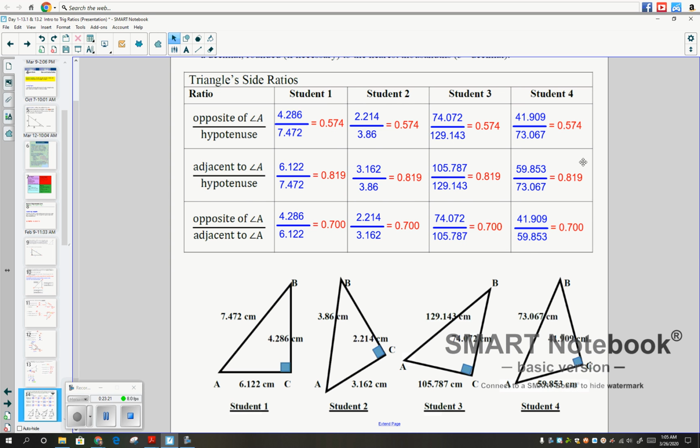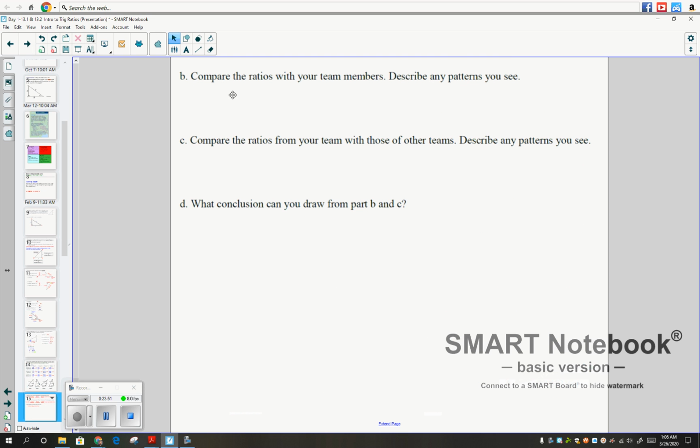Look at each row. The first row, even though there are 4 different triangles with 4 different measures, the ratio always simplified to 0.574. The second row, which is adjacent over hypotenuse for all 4 of these triangles, simplified to 0.819. And the third row, which is the ratio of the opposite side over the adjacent side, always simplified to 0.700. So compare the ratios. If we're filling this out, the ratios of the 3 rows, the opposite over the hypotenuse, adjacent over hypotenuse, and the opposite over the adjacent, were all the same.